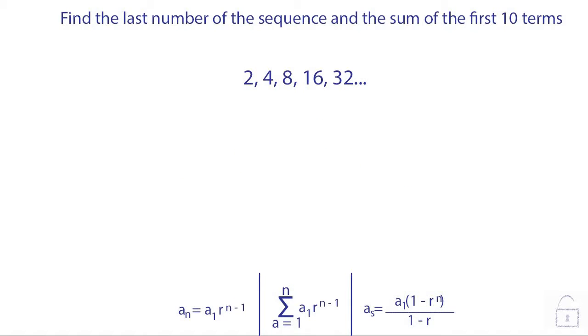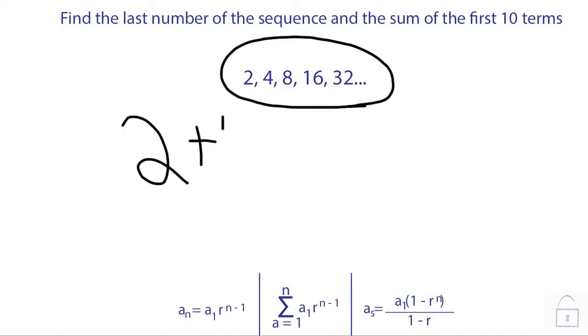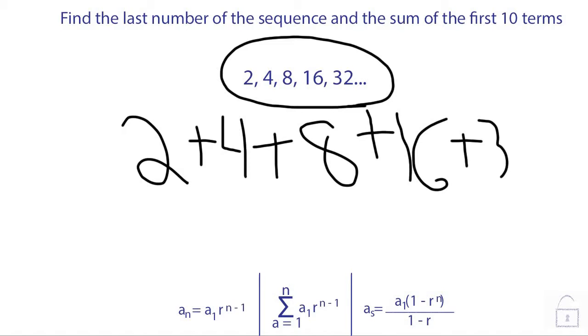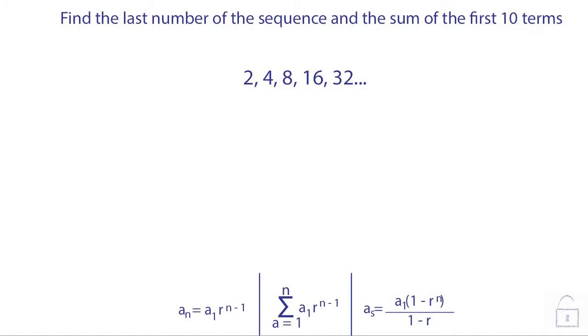Alright, here's our first problem. The directions say find the last number of the sequence and the sum of the first 10 numbers. Your sequence is these numbers right here, and a series is 2 plus 4 plus 8 plus 16 plus 32, and it just goes on and on for the first 10 terms in this case. So you can think of the series as the sum of the sequence. Pretty easy. Now let's get to solving these problems.